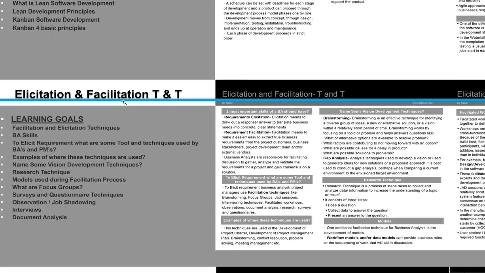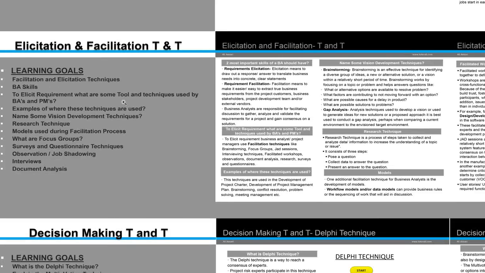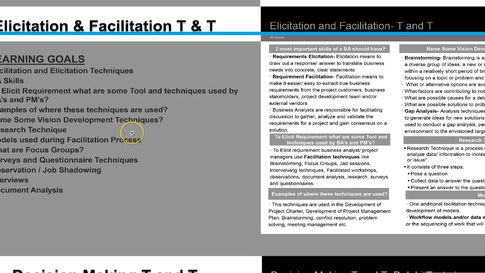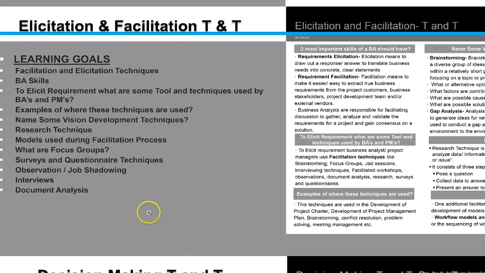The second knowledge and skills that is commonly used throughout all the domains is elicitation and facilitation tool and technique. Now, the facilitation and elicitation techniques are techniques that the BA should know really well, and this is because elicitation basically means to draw out a response or an answer to translate business needs into clear statements. And facilitation is just making it easier to draw out all these responses.